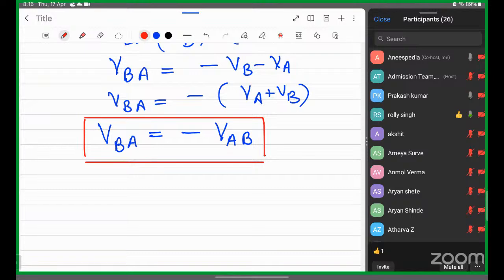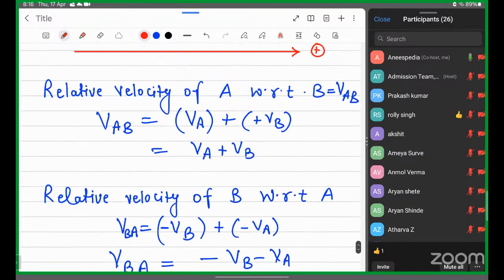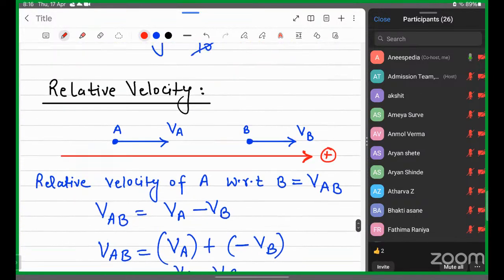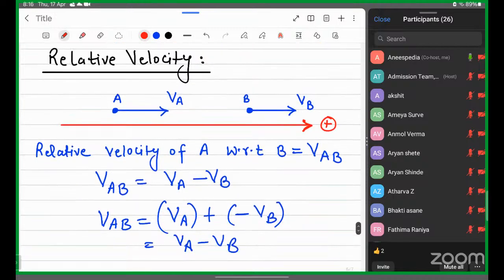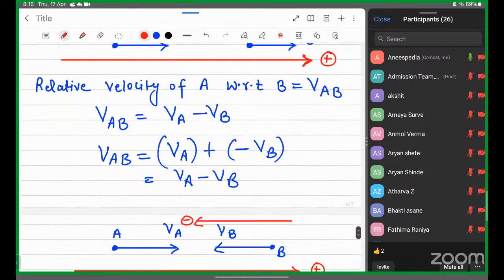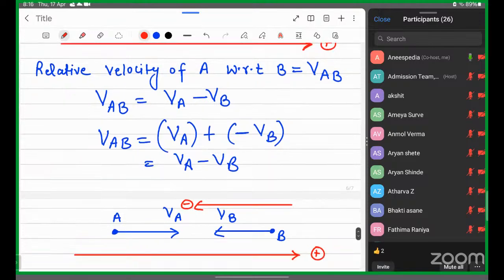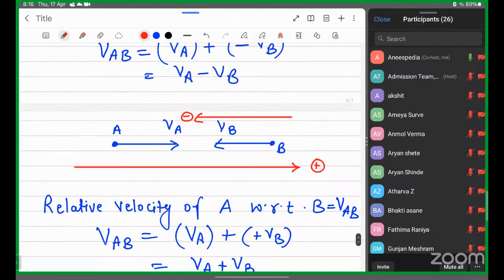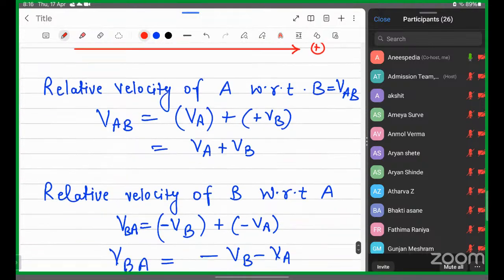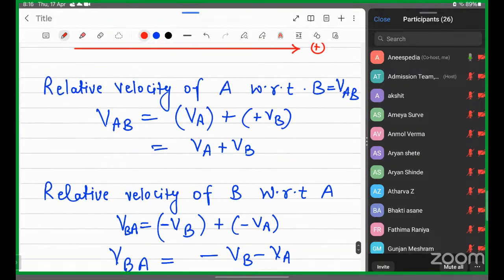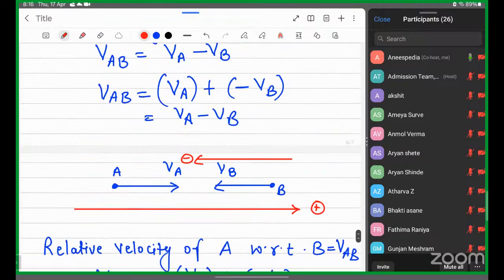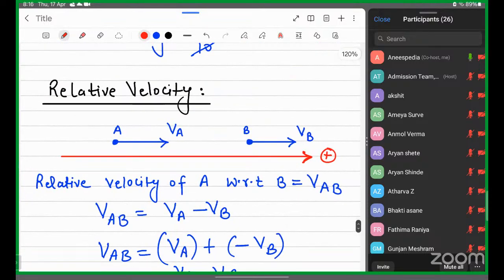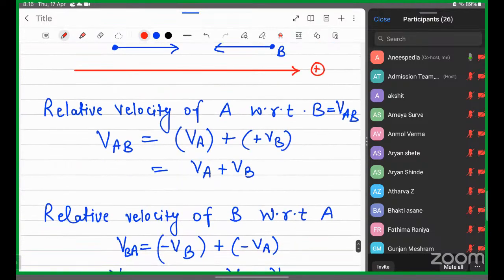No, sir. Okay. Some authors explain it in this way: if two objects are in the same direction, then to find out relative velocity, you have to find the difference of their speeds. And if they are in opposite directions, to obtain the relative velocity of one object with respect to another, you have to add their velocities. So for the same direction, take the difference, and for the opposite direction, add them.